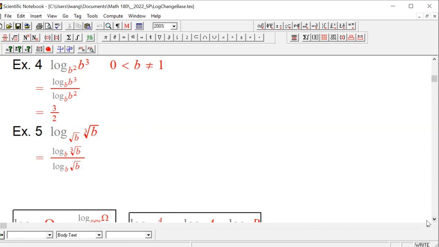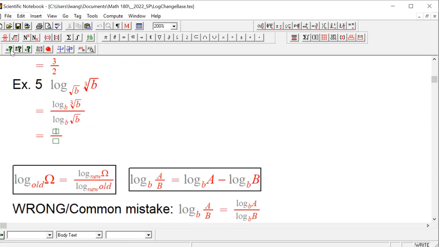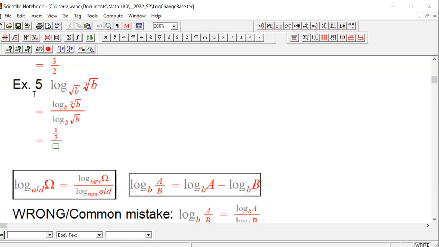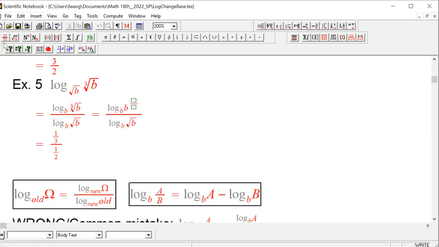And the rest is, we're just going to be dealing with fractions, that's all. The top is going to be 1/3. And the bottom is going to be 1/2, right? Because the cube root of B is B to the power of 1/3. Just in case you're not sure about it, this piece is B to the power of 1/3, and that one is B to the power of 1/2.